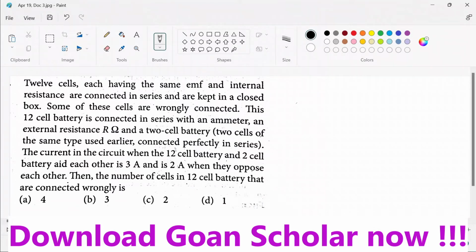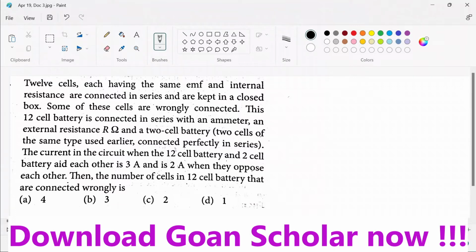The question says: 12 cells each having the same EMF and internal resistance are connected in series and are kept in a closed box. Some of these cells are wrongly connected. This 12 cell battery is connected in series with an ammeter, an external resistance R, and a 2 cell battery. 2 cells of the same type used earlier are connected perfectly in series. The current in the circuit when the 12 cell battery and 2 cell battery add each other is 3 amps, and it is 2 amps when they oppose each other. Then the number of cells in the 12 cell battery that are connected wrongly is?